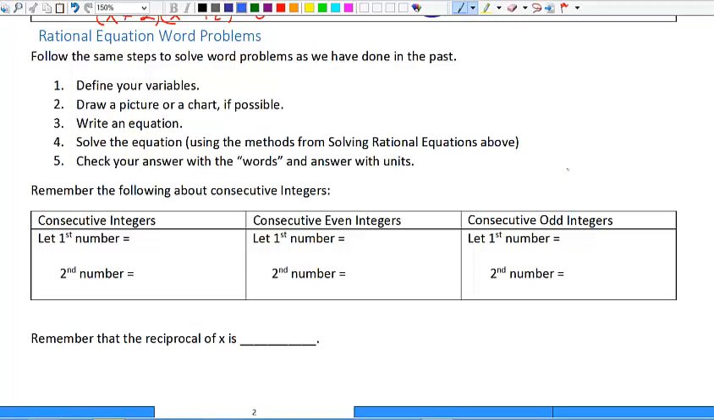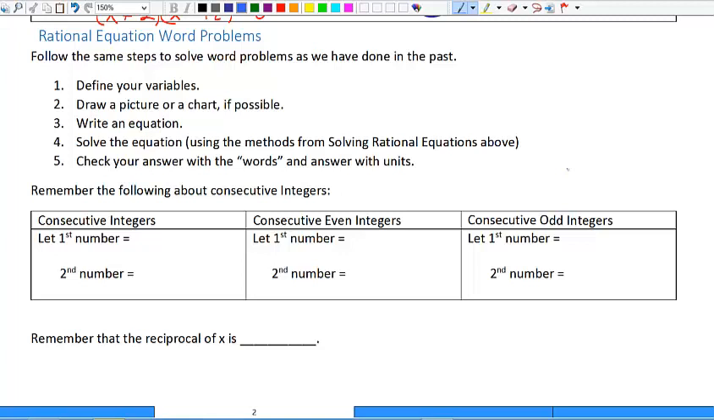Next, we're going to solve rational equation word problems. So we're going to follow the same steps to solve word problems as we've done in the past. To remind you, that's step 1, define your variables. Step 2, draw a picture or chart if possible. Step 3, write an equation. That's the thinking step. That's where you have to read the words in English and translate them to algebra.